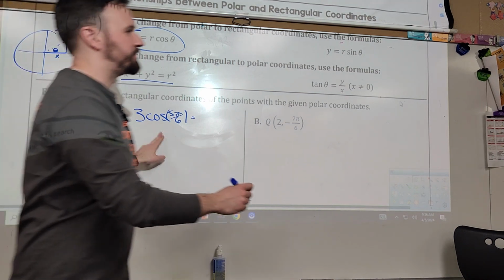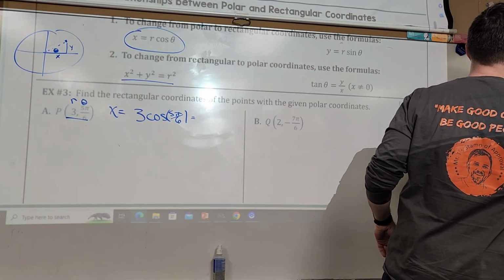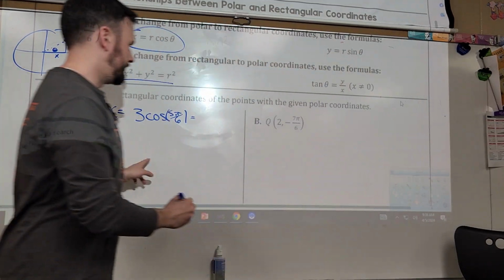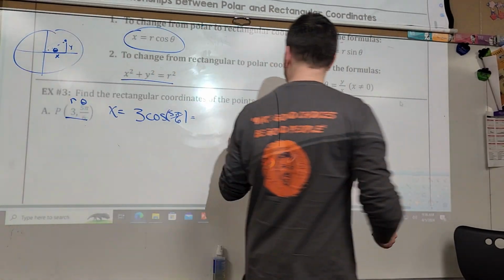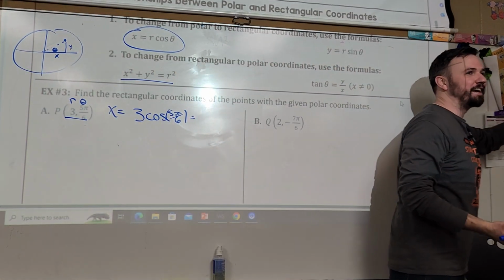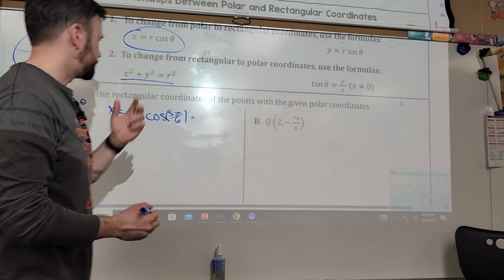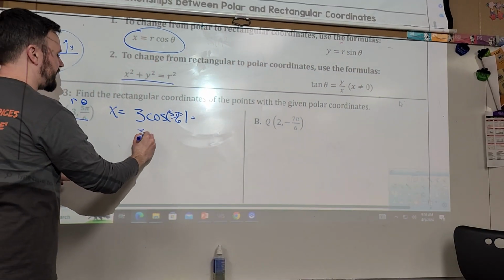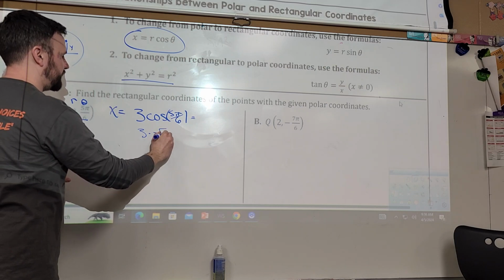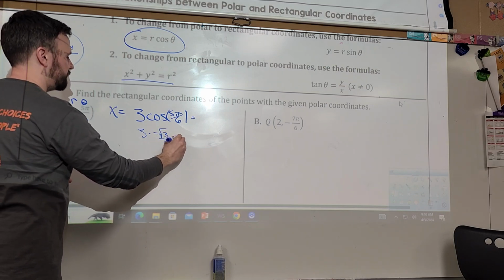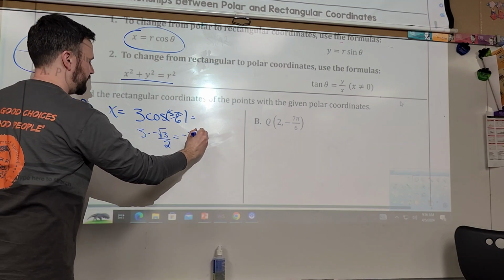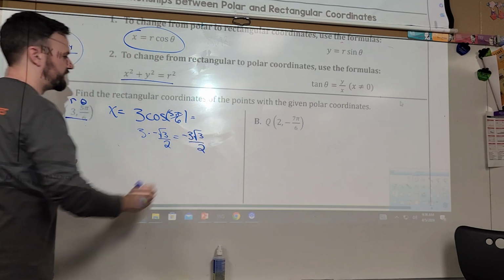All right. What's cosine of 5 pi over 6? Now this one's easy since I'm finding the x coordinate. Which one is it? The x coordinate, right? So it's 3 times negative square root of 3 over 2, which is negative 3 root 3 over 2. That's my x coordinate.